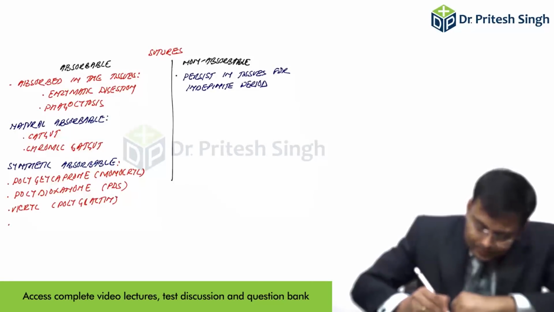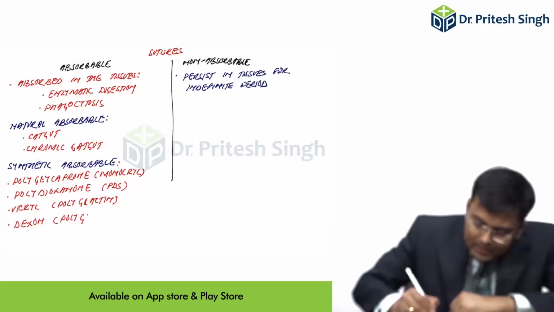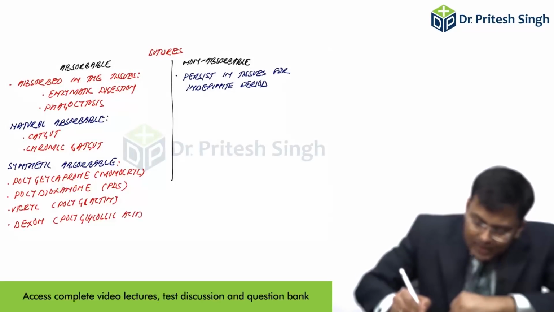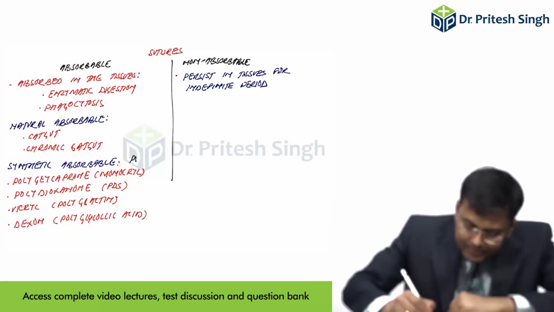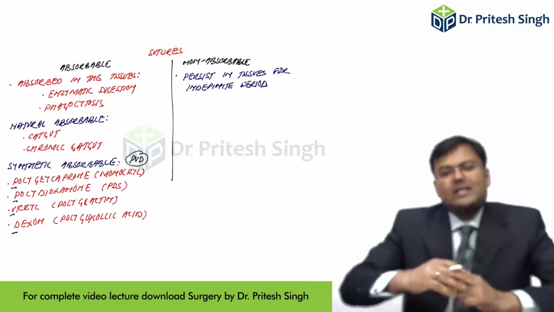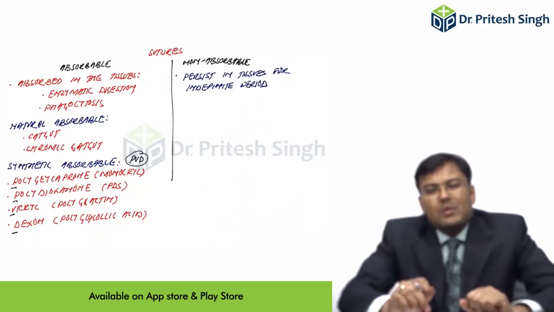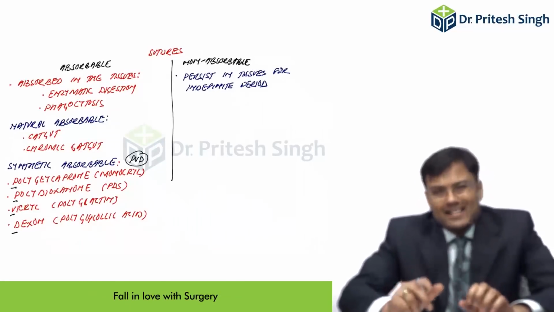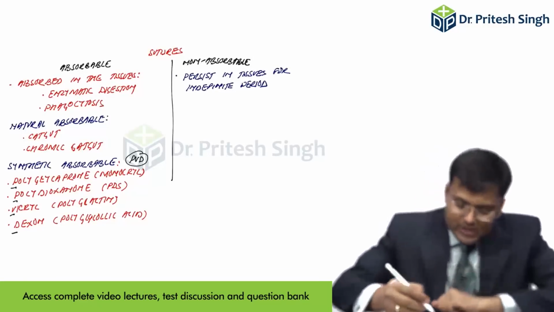And Dexon. Dexon is also known as polyglycolic acid. Now how to remember these sutures? Here the mnemonic is PVD. So you can see that synthetic absorbable sutures are polyglycaprone, polydioxanone, Vicryl, which is also known as polyglactin, and Dexon.